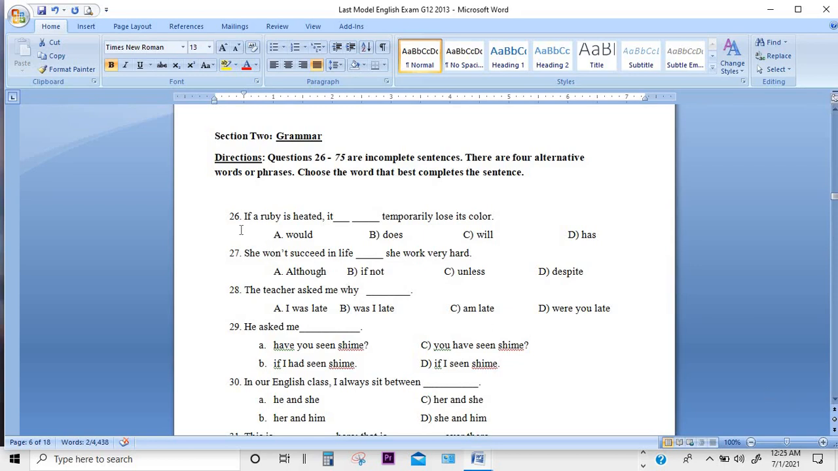Okay, question number 26. Whenever we do grammar questions, as I told you before, always ask yourself where the question is from, or which grammar aspect the question is from.